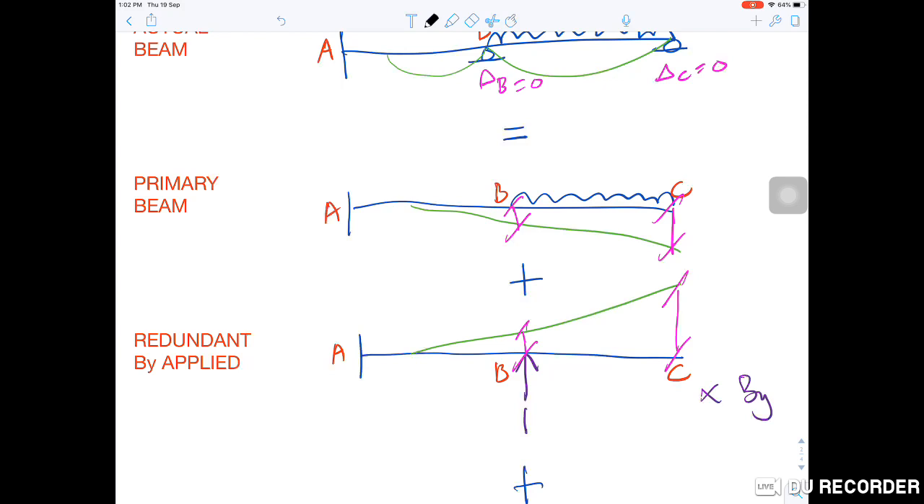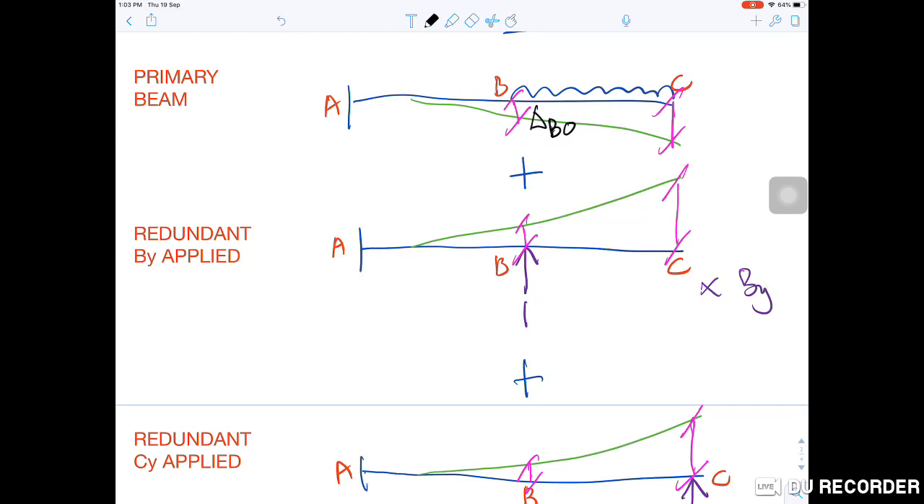In the primary beam, there are two displacements at two redundant positions. Here we have delta at position B for redundant beam, delta B0. Delta B0 means deflection at position B for the primary beam, and at point C it has delta at position C for the primary beam.